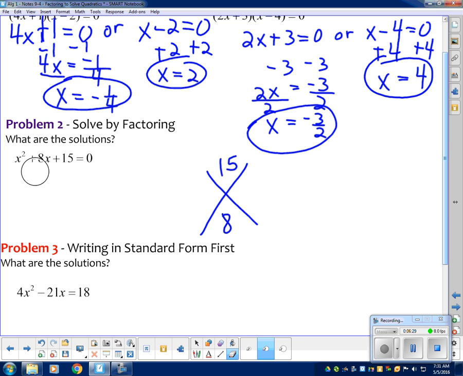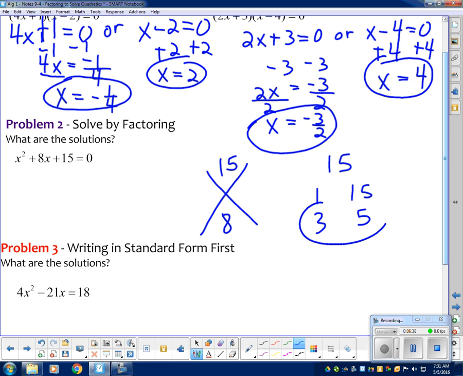Pretty easy thing to do. There aren't too many factors of 15. The only factors of 15 that I know of are 1 and 15 and 3 and 5. And the only two that add up to equal 8 would be the 3 and the 5.